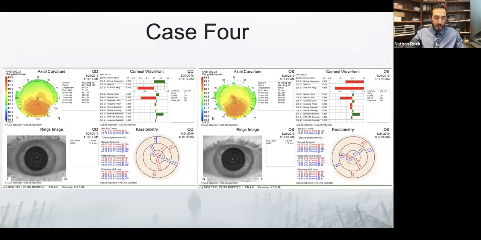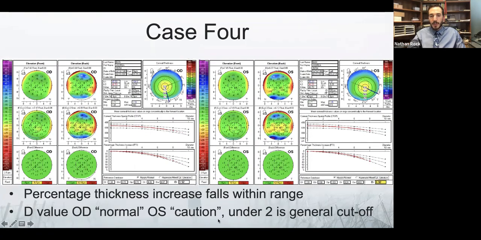Whenever we see this in our clinic, we normally don't do 2 topographers routinely, but we will repeat it, and it was repeatable on the Placido type. This was a Scheimpflug type, and this is a Placido type. The important thing is the Scheimpflug topographer does have an important analysis that looks at how the corneal thickness is changing from central to peripheral, and that's considered the percentage thickness increase. It's reflected in this map right here, and if the percentage thickness increase falls within the upper and lower bar, then the cornea is considered statistically normal.